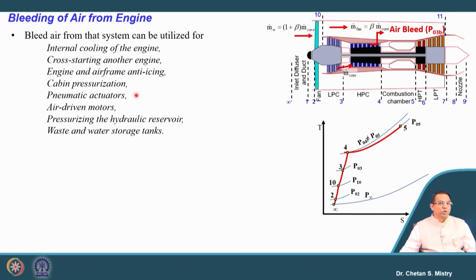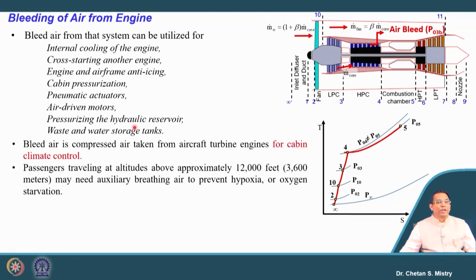In the same way, it is used for pneumatic actuators, air driven motors, pressurizing the hydraulic reservoirs, and waste and water storage tanks. All of this requires additional compressed air, and for all these purposes we need to take the air out of the engine. That is what is called bleeding of air from the engine. Okay, so this bleed air is compressed air taken out from the aircraft engine for cabin climate control. As we discussed, at higher altitude we need auxiliary breathing air. If we do not have that, we may suffer from hypoxia or oxygen starvation.